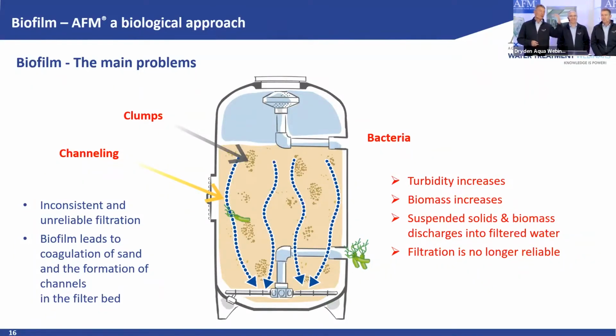If you measure the bacteria level in your raw water and your product water, and it's higher in your product water than in your raw water, that's not really good. And then, of course, you can use chlorine dioxide and chlorine to avoid all these problems: turbidity increase, biomass increase, suspended solids and biomass discharges into filtered water. No reliable filtration.